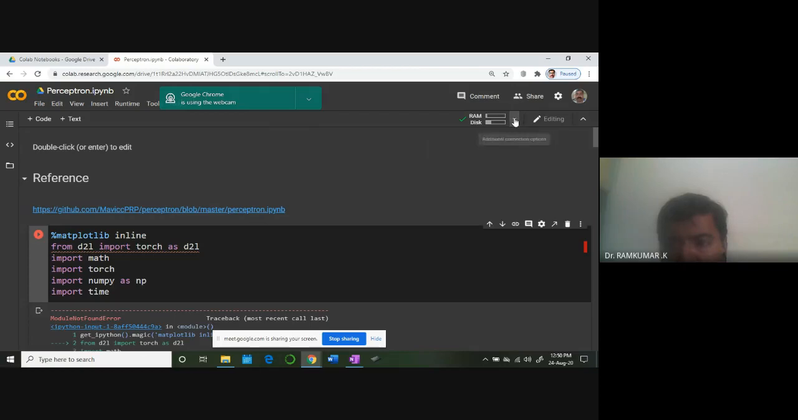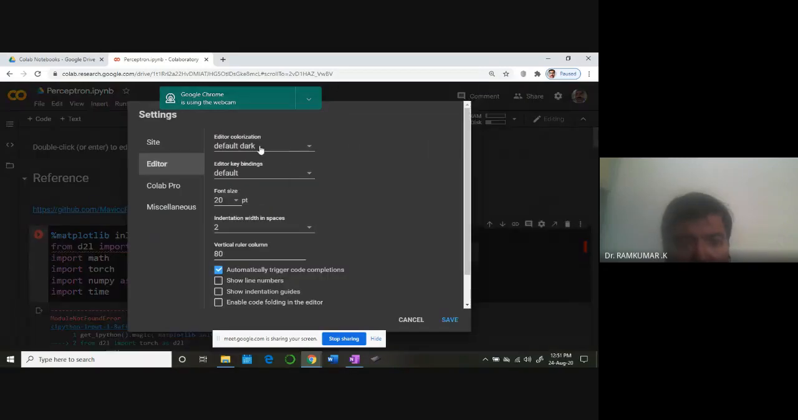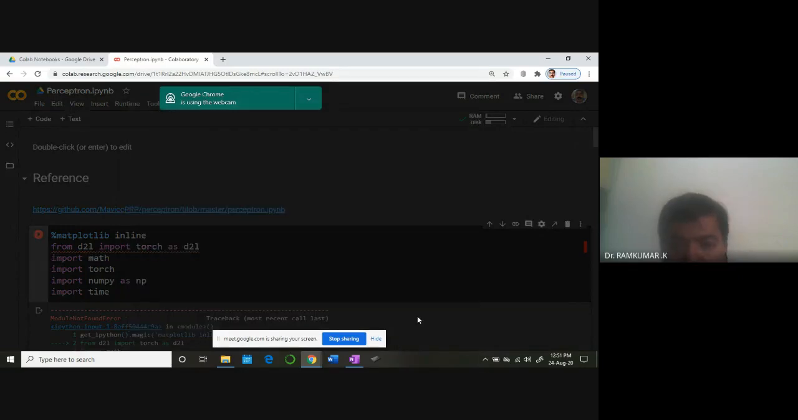So you can do a lot of things here. See here, you can do editing. There is something called open editor settings. Just click it, you will get all this. You can get a different dark color theme. You can increase the font size. Okay, all this you can do.